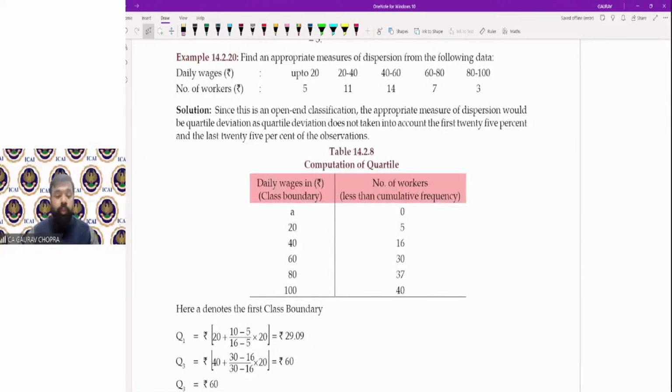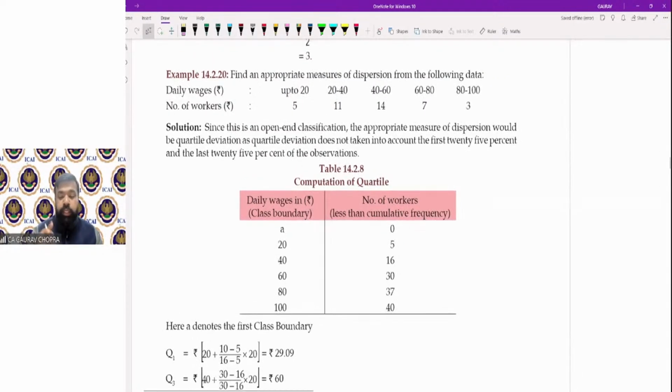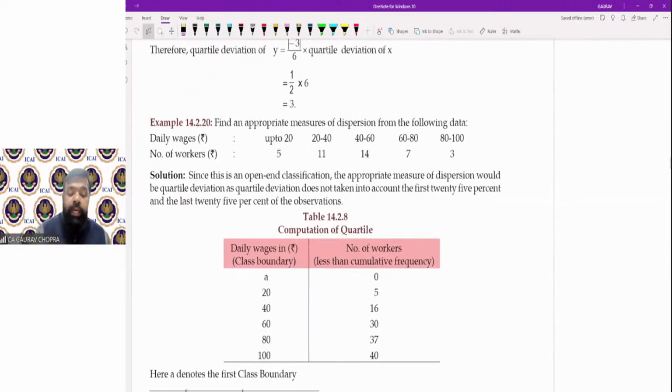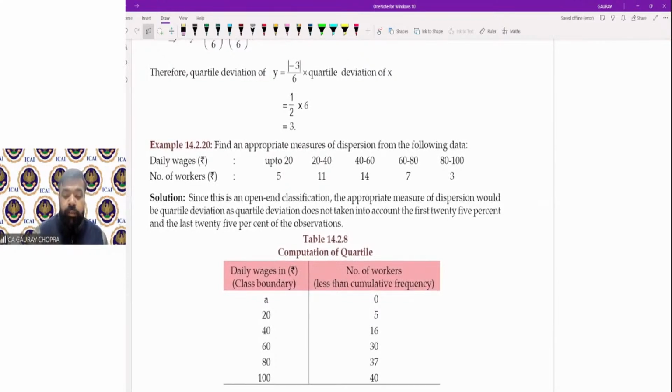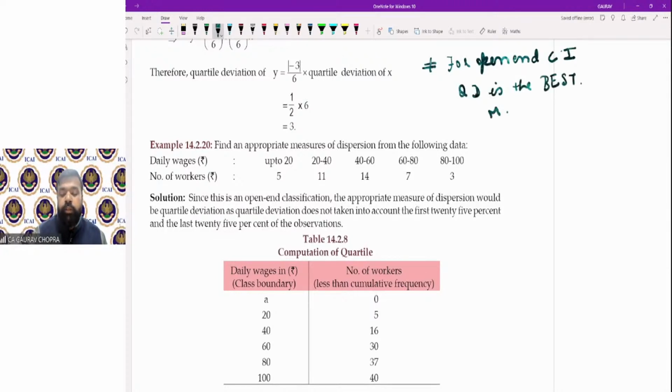Okay. Now the next example is based on continuous series. Find an appropriate measure of dispersion from the following data. Now, one very important thing is for open end class interval, quartile deviation is the best measure of dispersion.